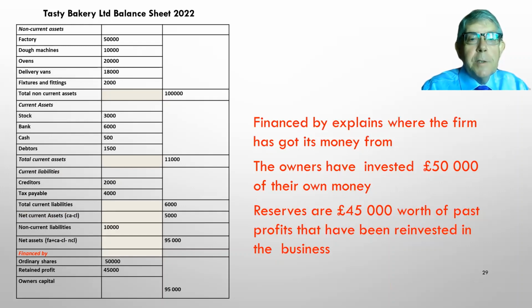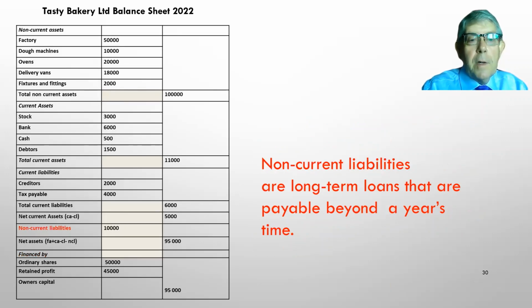Finance by explains where the firm has got its money from. The owners have invested £50,000 of their own money. Reserves are £45,000 worth of past profits that have been reinvested in the business. Non-current liabilities are long-term loans that are payable beyond a year's time.